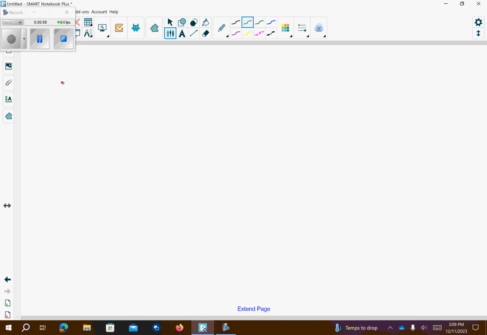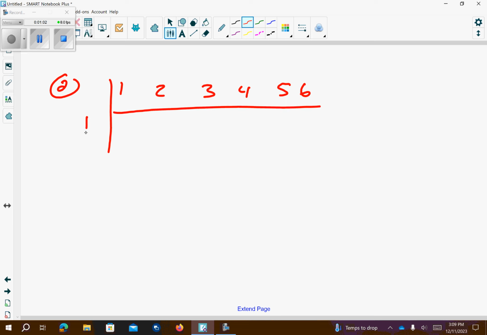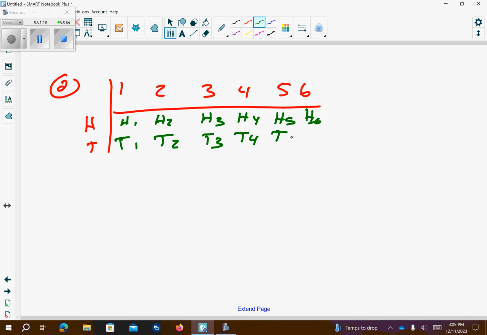Number 2, you roll a 6-sided die, and you try and toss a coin to get heads or tails. So your sample space is heads 1, heads 2, heads 3, heads 4, heads 5, heads 6, tails 1, tails 2, tails 3, tails 4, tails 5, tails 6. So right now we know that there are 12 outcomes that could take place here. So this answer for A is just a sample space.